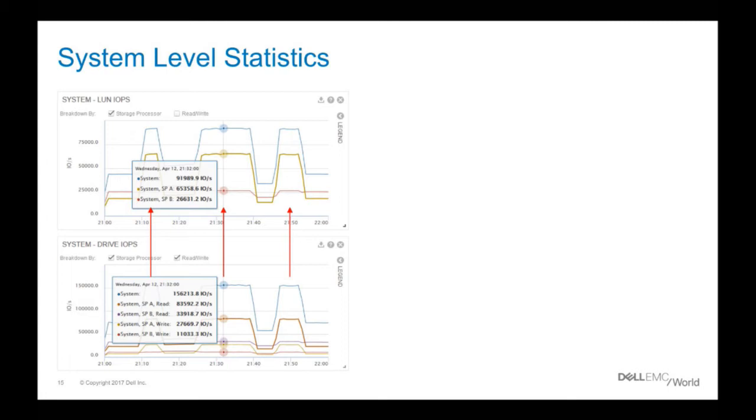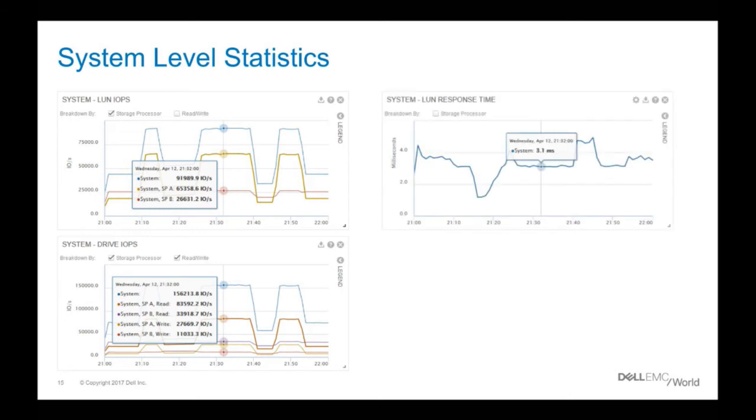But we can see, and we know that this environment is fiber channel only, that that 92,000 of front-end activity translates to a back-end drive activity of around 150,000 IOPS. And we do see correlation there of the drive activity to the front end activity. Sometimes that may not be the case.